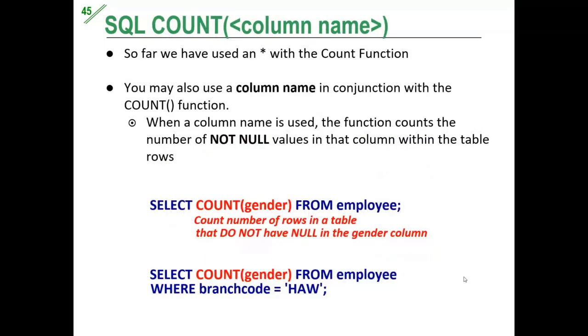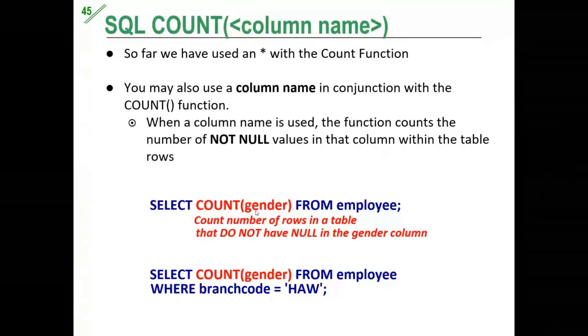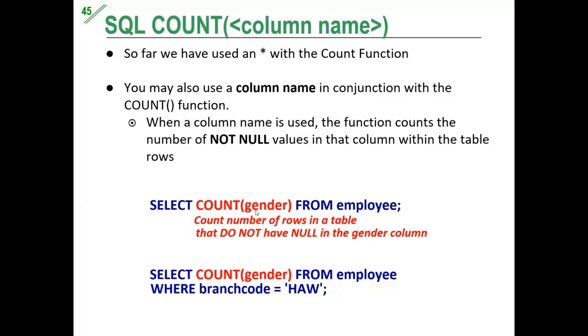Sometimes, inside the count command, we can specify the name of a column rather than the asterisk. If I specify the name of the column, then it focuses on that particular column, but only counts the not null cells. Remember, sometimes we have null values in certain cells, right? So if I want to focus only on not null cells, we can put the particular column inside the count function.